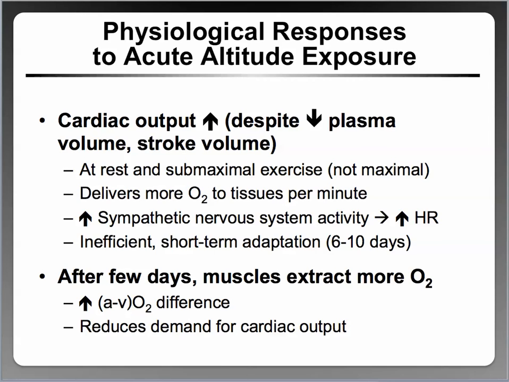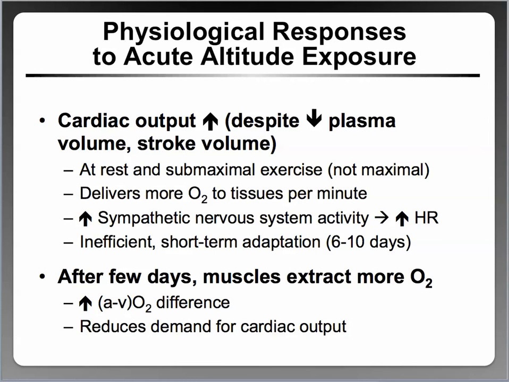Basically what you have is, and it's interesting, as soon as you arrive at altitude, you invoke a sympathetic nervous system response that releases catecholamines such as epinephrine and norepinephrine. This serves to increase your heart rate. So even though you've got a decrease in plasma volume and a decrease in stroke volume, since cardiac output is the product of heart rate and stroke volume, even though stroke volume is decreased, the increase in heart rate more than makes up for it.